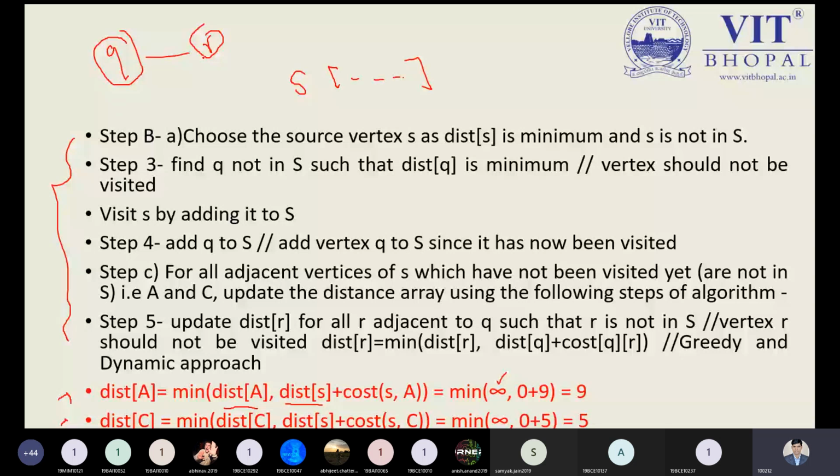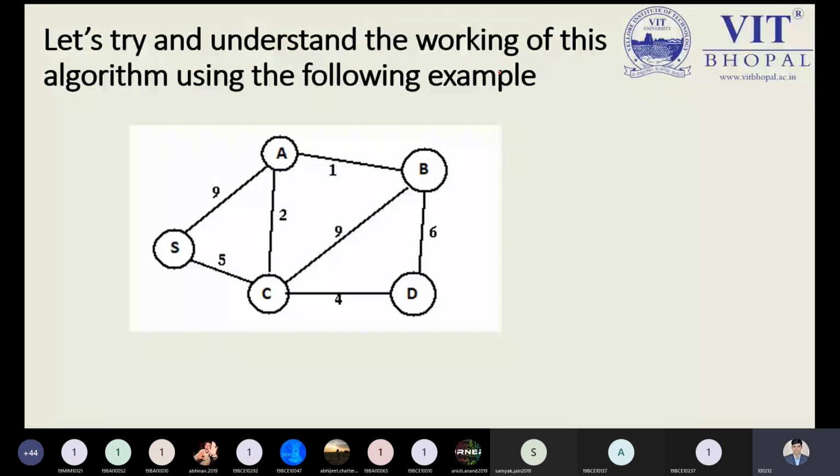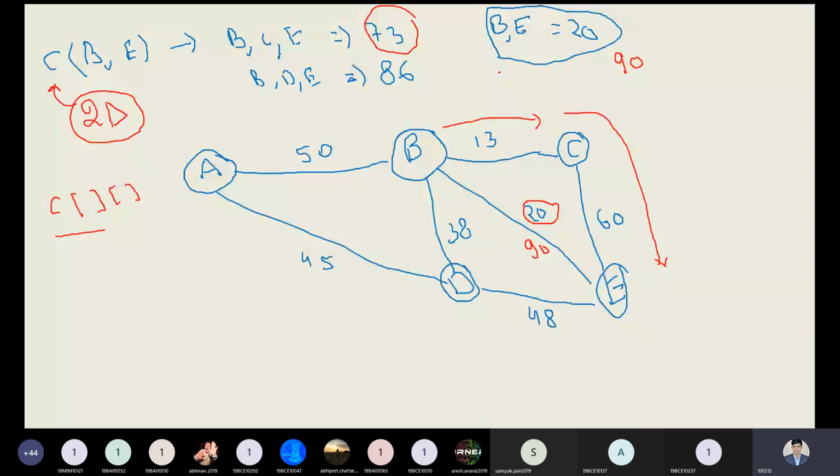So what is the formula? If we need to calculate the distance of this R, how to determine distance R? Distance R is equal to minimum, which is a function for finding the minimum value, of distance R comma distance Q plus cost between Q and R. The same formula we have over here: distance R, distance Q plus cost QR.